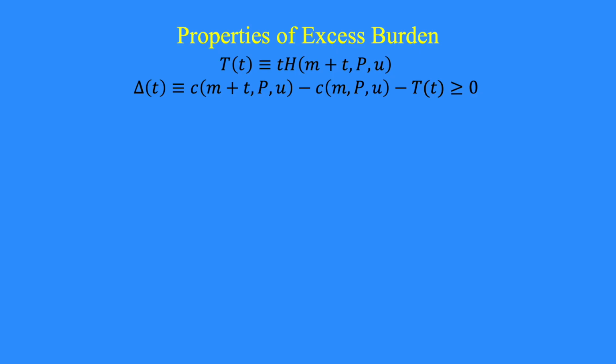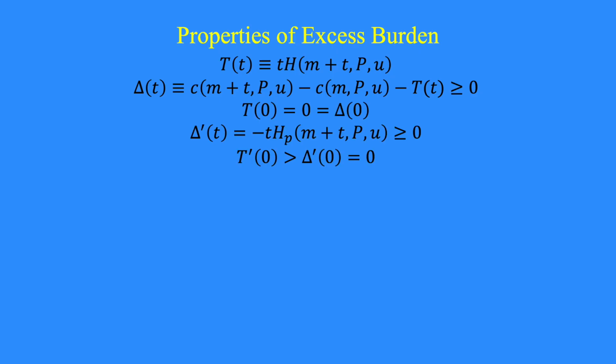It is the trapezoid minus the rectangle. The difference in cost minus the expenditure on the tax. So at zero tax rate, there's no revenue and no excess burden. That's one property, rather obvious one.